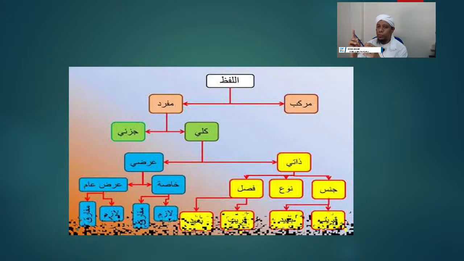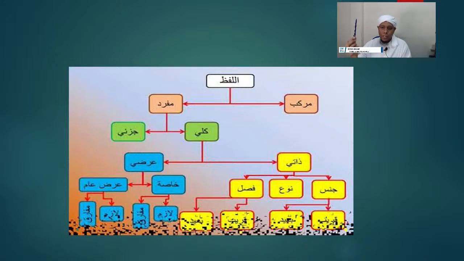But when it comes to the color, the color of this pen that is blue in color, this is aradi. This is an accident. In English, we translate it as the accident. So zatiyun, we translate as essence. So this pen is an essence. Tamam? And the color that subsists in this pen is arad.